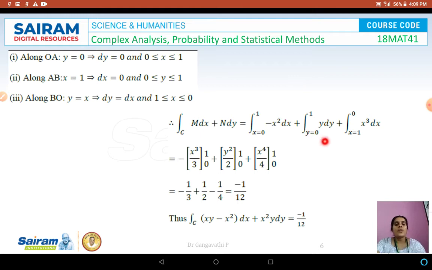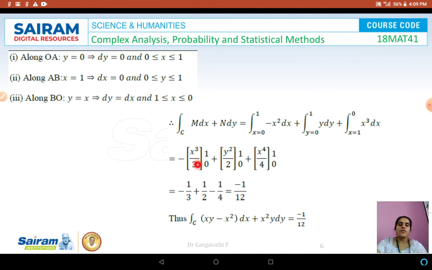And after substituting x is equal to 1 and dx is equal to 0, we are left with the term y dy. And from the last integral along BO, y is equal to x. We are converting everything in terms of x, and dy is going to be replaced by dx, and the x limits are from 1 to 0. So now let us integrate it.